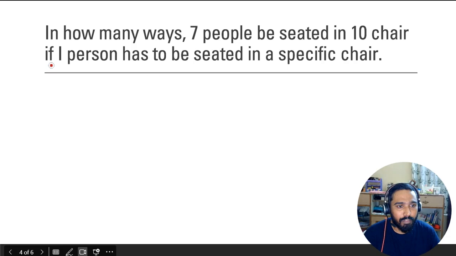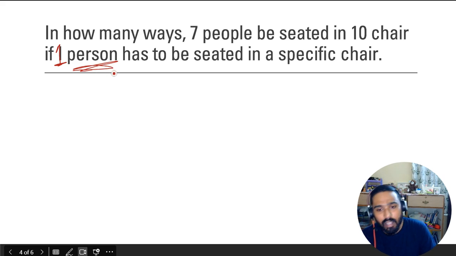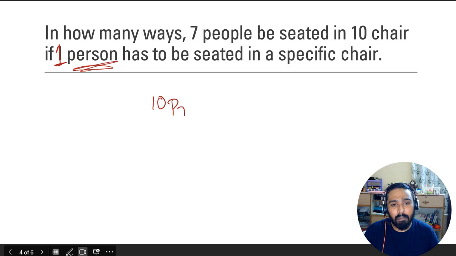Okay. So if one person has to be seated in a specific chair. Now, if this condition was not given, everybody must have told that the answer is definitely 10P7, correct? 10 chairs are there and 7 people have to be seated. Answer is 10P7.